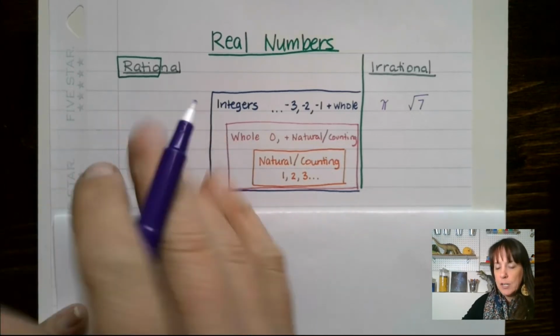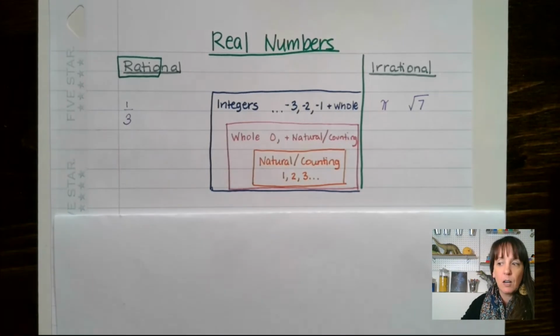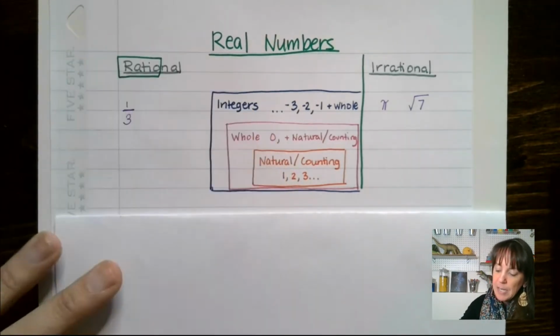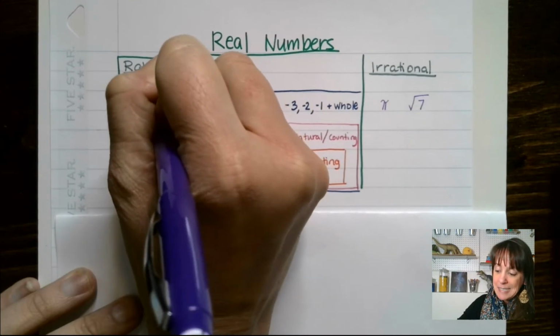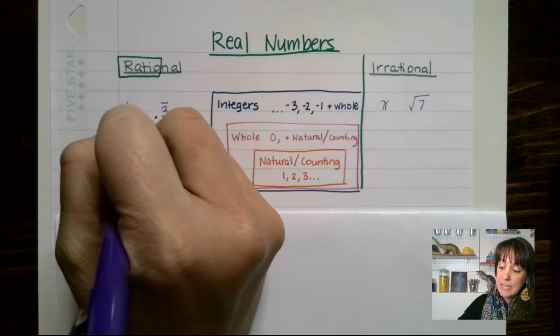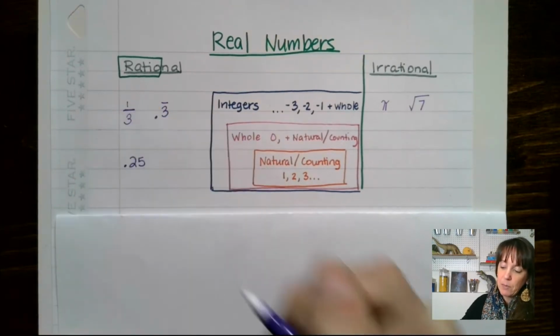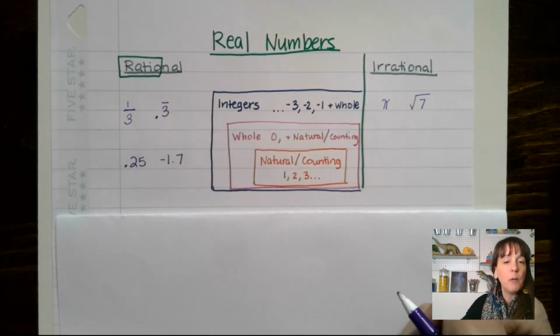Other things that are rational would be all of our fractions, because a ratio just means a fraction. Decimals that repeat, those can be written as fractions, as a ratio. Decimals that end, like 0.25, that would be another one. Negative 1.7, those would all be rational numbers.